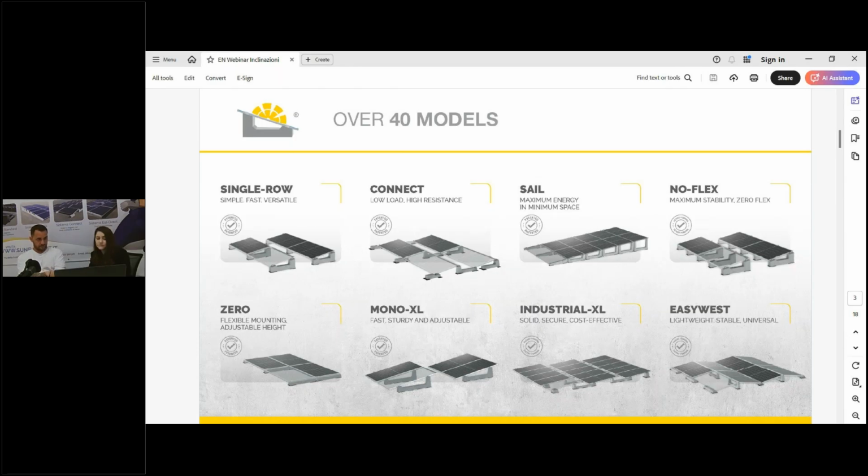Mono XL, that is the solution in portrait. Yeah, the solution, we have 2 inclinations. In this case, the 5 degree and 10 degree, the mostly used ones from our clients. The Industrial XL, that is only a 5 degree option. And we have EasyWest, where we did a survey with our clients, and we came up with 10 degree only because this is the most frequently used inclination from all our clients.